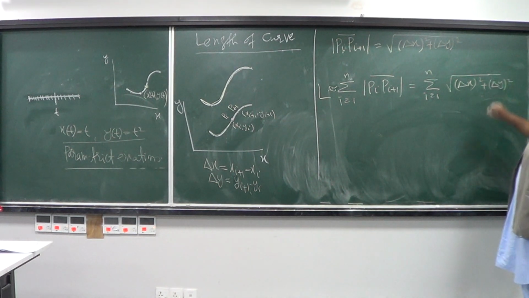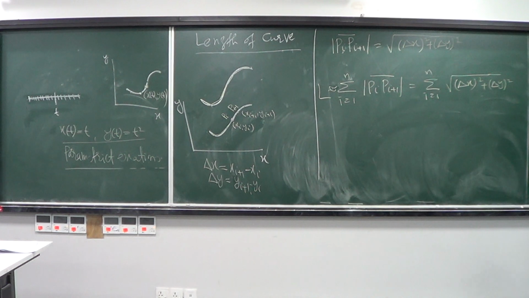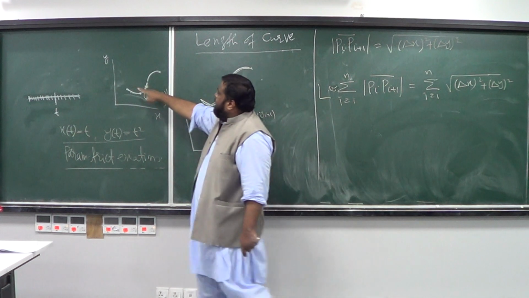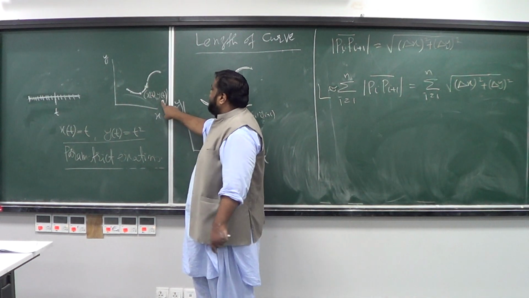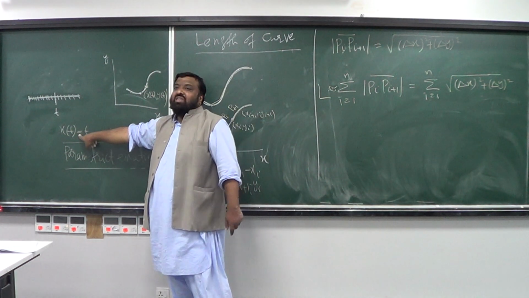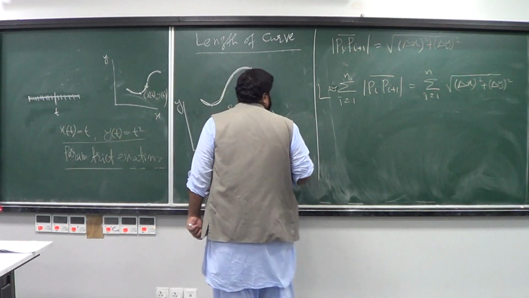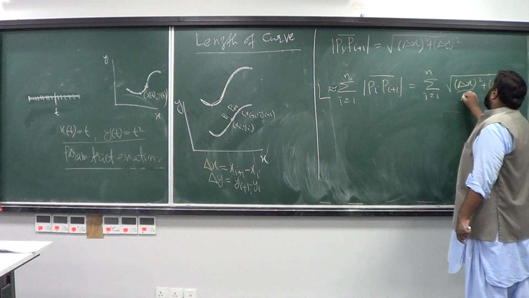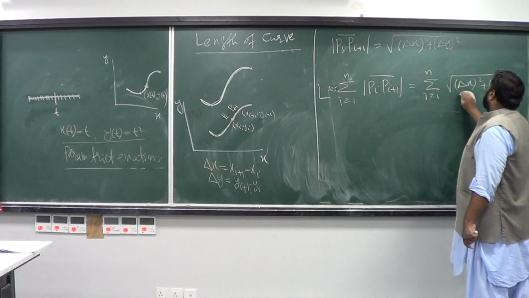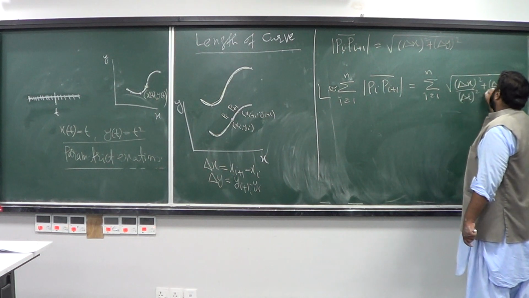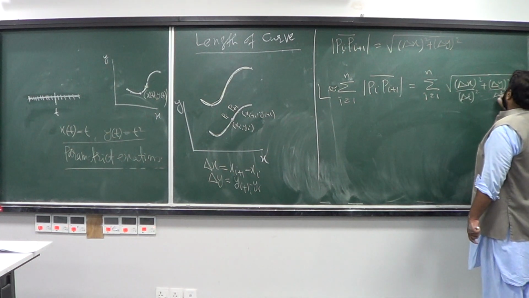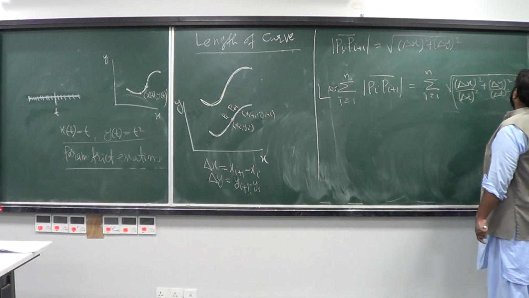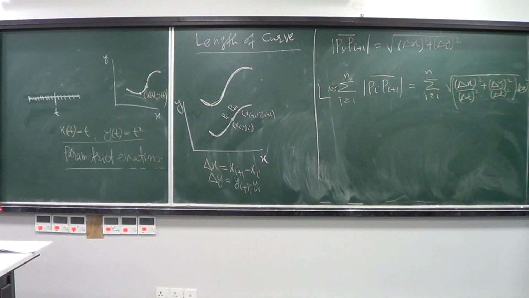Can I turn this into an integral? The answer is yes, if this curve is a parametric curve that is defined by x, some formula in terms of t, and y, some formula in terms of t. So I can do this: let's divide and multiply both quantities by delta t squared.